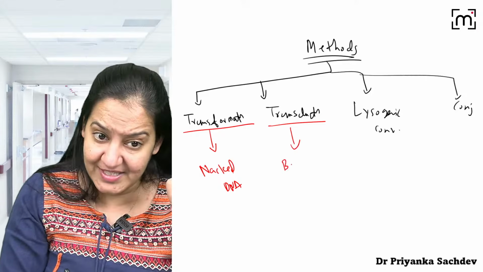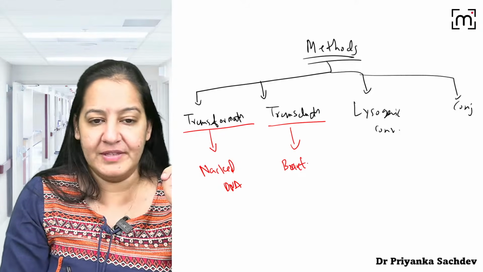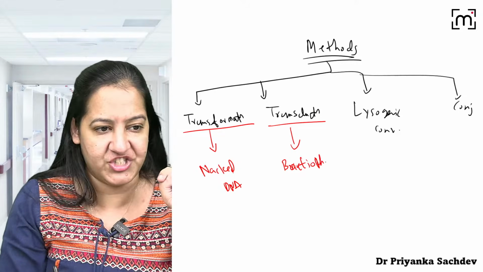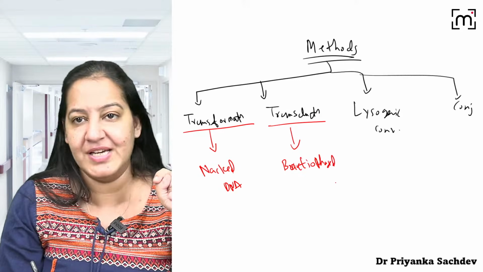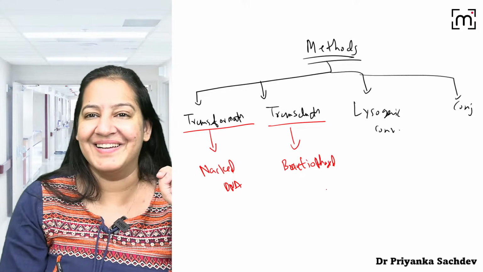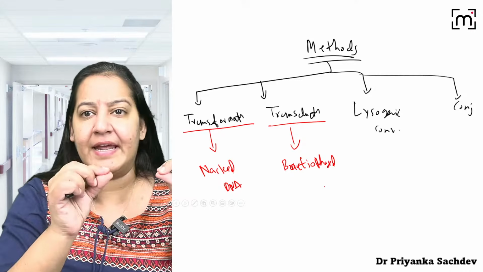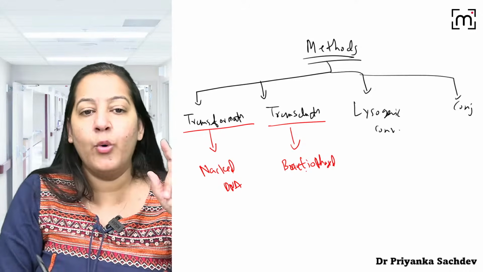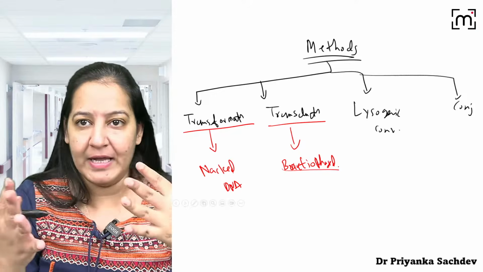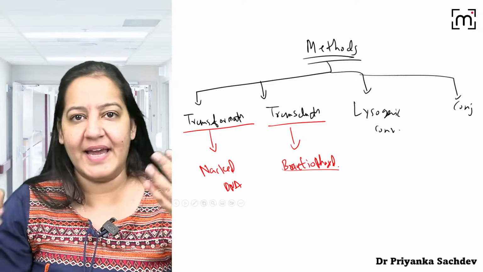Transduction is through the agency of bacteriophage. The agency here is bacteriophage. Yes, Sambhav, absolutely right. So, bacteriophage comes, enters the first bacteria, takes a little DNA. The same DNA is transferred to another. Bacteriophage is only acting as a delivery boy, taking from one place and releasing at another place.